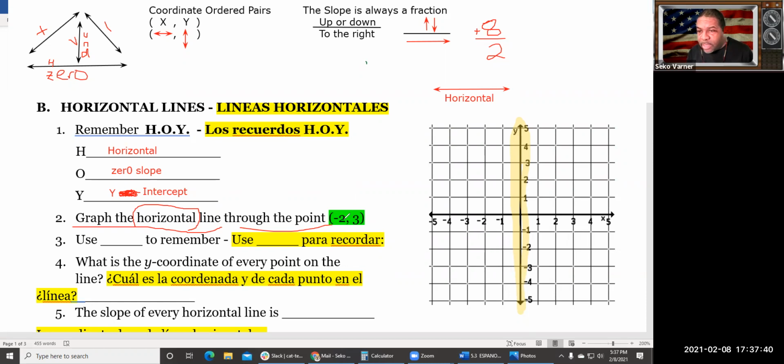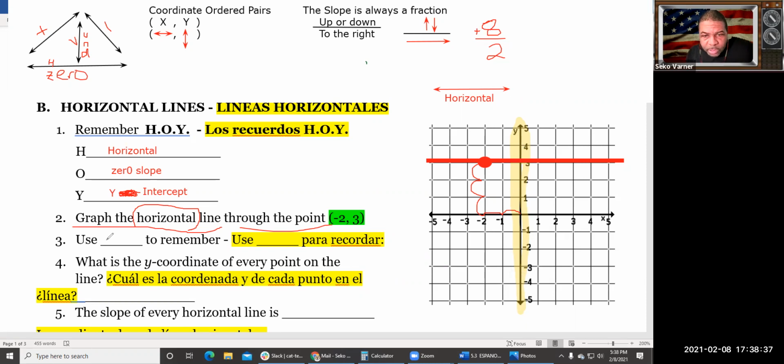So first thing we're going to do is plot the point -2, 3. So we're going to start at our point of origin, go to -2, and go up 3. 1, 2, 3. Okay, so we have our first point. Good. Okay, and it says we're going to graph a horizontal line. Horizontal is just like this. It's just straight across. So our line is going to be just straight across. All right. So let's graph our horizontal line. Here we go. So we graphed a horizontal line. Okay. That was easy. I said it was going to be hard, but it was actually kind of easy.